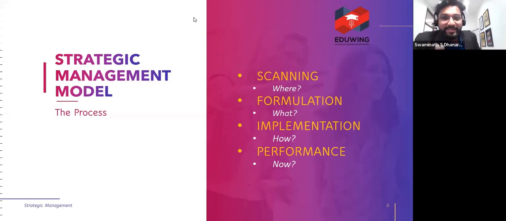Okay. There are four steps involved in the process of the strategic management model. The first step is scanning, the yellow color. The second step is strategic formulation. The third step is implementation. And the fourth step is performance tracking. I repeat, the first step is scanning. The second step is strategy formulation. The third step is strategy implementation, and the fourth step is performance tracking or performance monitoring. These four steps are involved in the strategic management model.